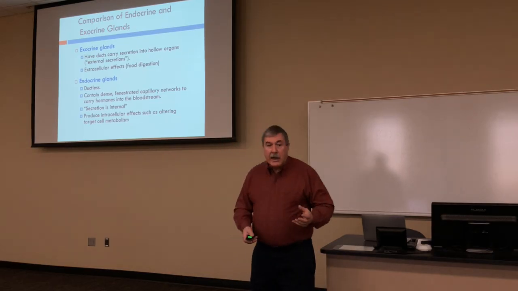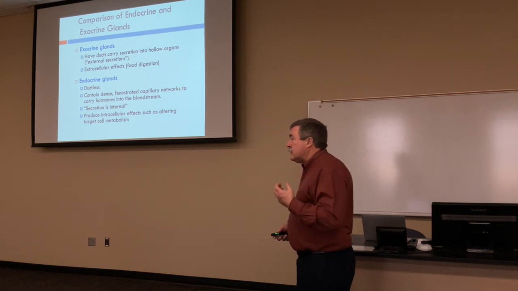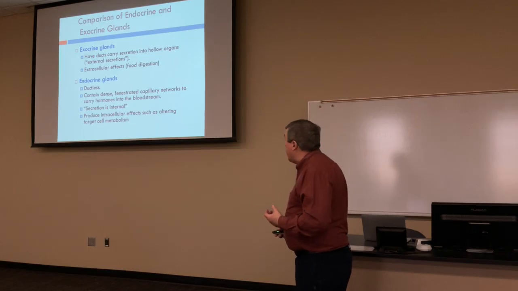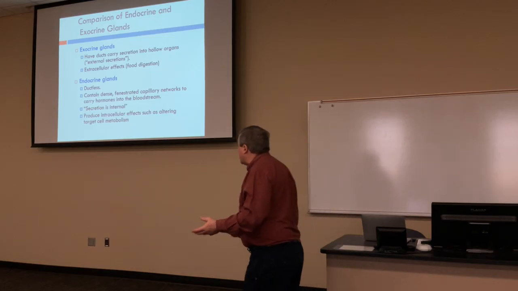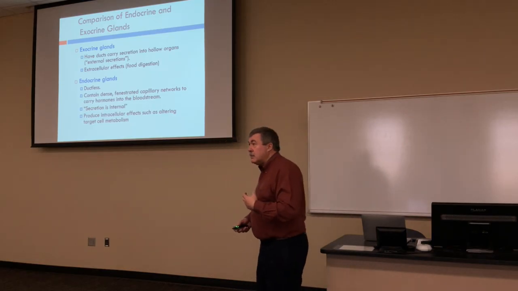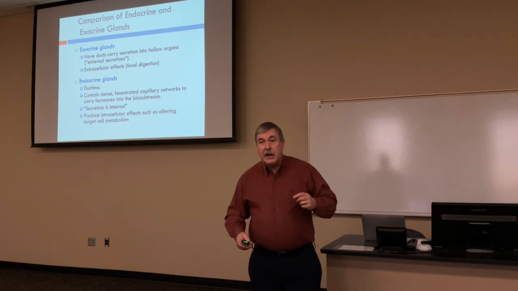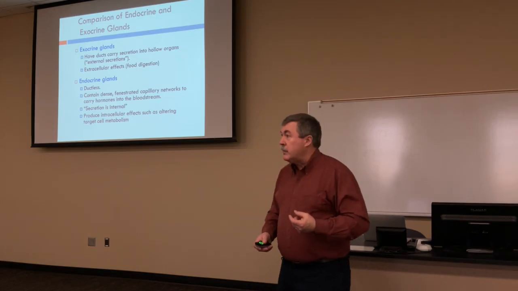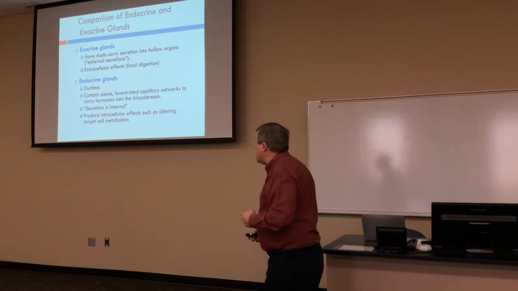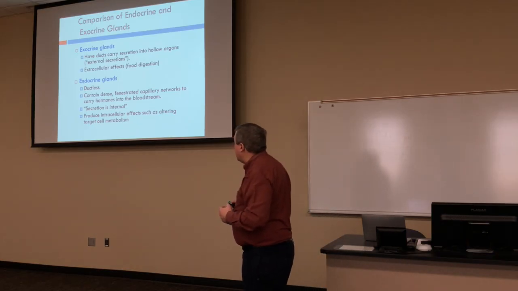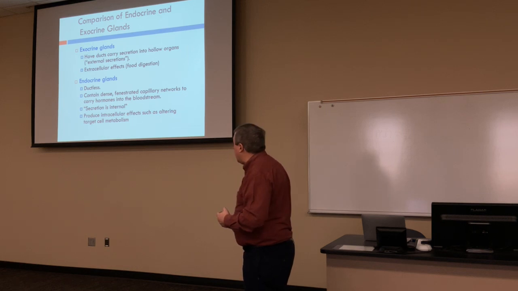Instead, endocrine glands have numerous capillaries. They're supplied with lots of capillaries through which blood flows, and the cells of the endocrine glands secrete hormones which are taken up by those capillaries. Some of the capillaries are fenestrated, which means that the walls of the capillaries actually have holes in them. And that makes it easier for the hormones to diffuse into the capillaries and go into the bloodstream. So secretion is internal. It's inside the gland itself.